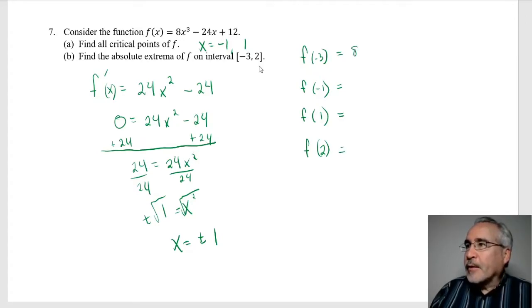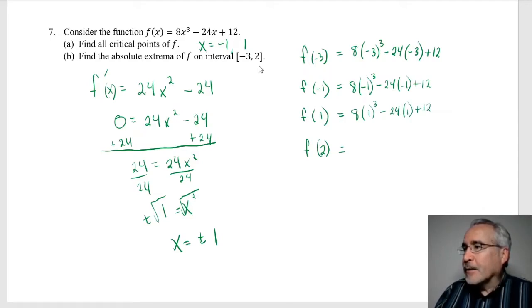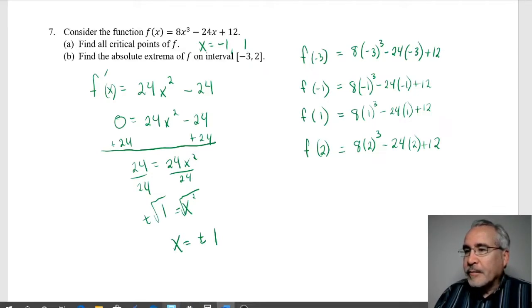And so this one, I'm going to get 8 times -3 cubed minus 24 times -3 plus 12. And again, this I'll get 8 times -1 cubed minus 24 times -1 plus 12. Here I'll get 8 times 1 cubed minus 24 times 1 plus 12. And here I'll get 8 times 2 cubed minus 24 times 2 plus 12. Okay, and again, a graphing calculator is a great way to handle all of this.